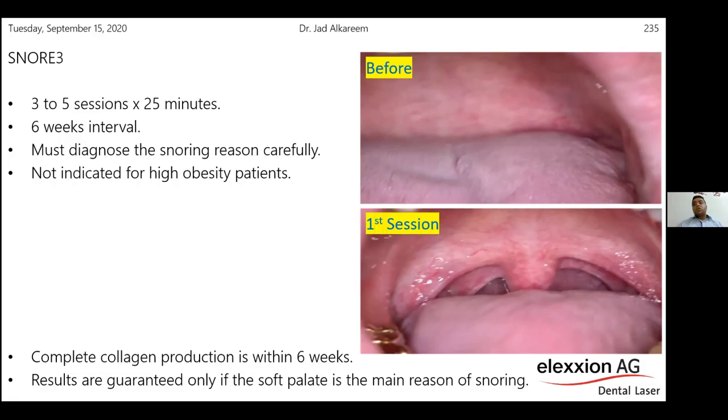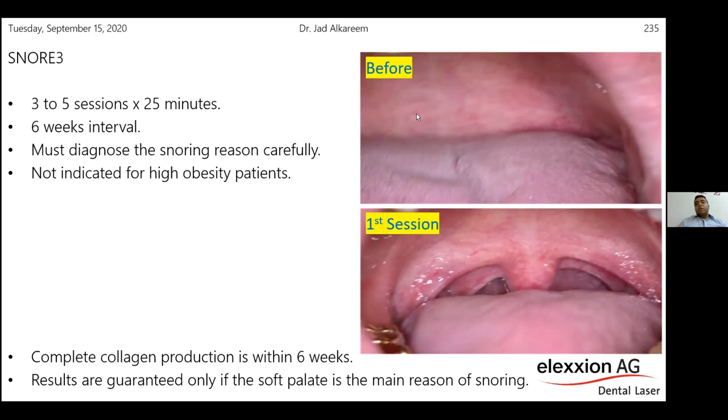We can treat patients with problems in the soft palate with 3 up to 5 sessions. Each session will take up to 25 minutes, then we leave 6 weeks, and then treat again after 6 weeks for the third session. Why do we need 6 weeks between the sessions? Because this is the required time for the collagen to be fully produced by your tissue. Usually the collagen production will happen between 4 up to 6 weeks, so we leave 6 weeks to make sure that the collagen was completely produced in your tissue.